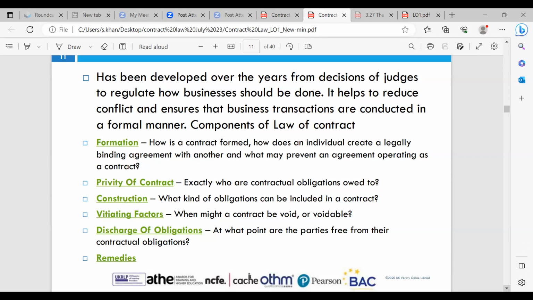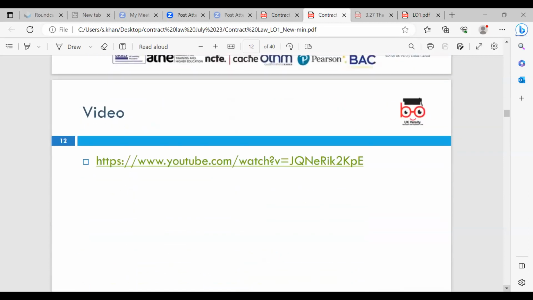So components of the law of contract. So firstly, how is the contract formed? The formation is really important. How does an individual create a legally binding contract with another? And what may prevent an agreement operating as a contract? Then we've got privity of contract, which is exactly to whom the contractual obligations are owed, which party. Construction, so what kind of obligations can be included in a contract? The vitiating factors, when a contract can be void or voidable. The discharge of obligations, at what point are the parties free from the contractual obligation? When can they opt out of this obligation? And then remedies, what are available.